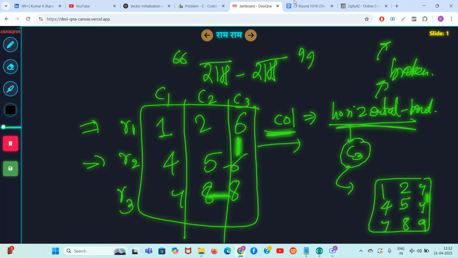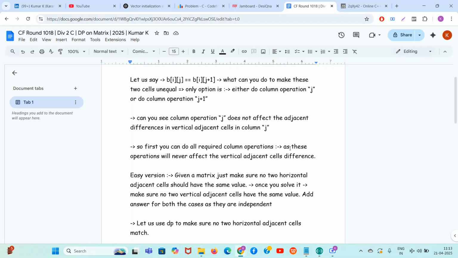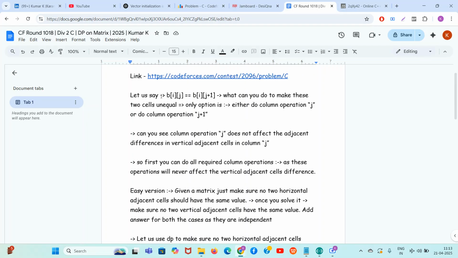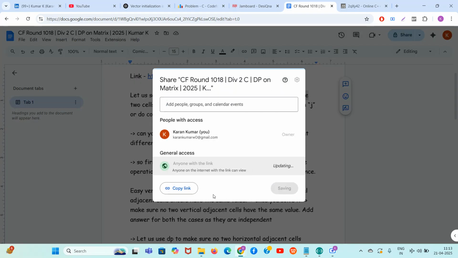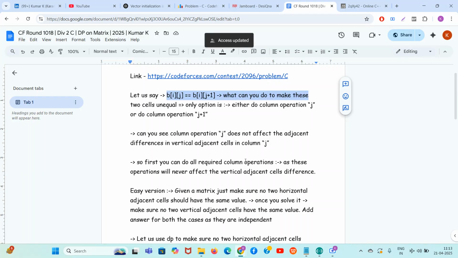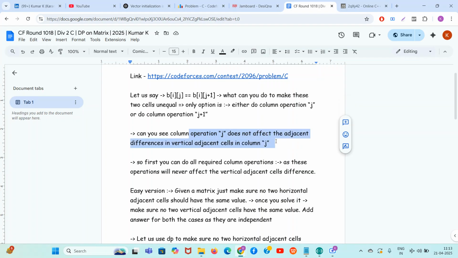I am writing this here. Let us say Bij is equal to Bij plus 1. What you can do is make these two cells unequal, right? The only option is to do either column operation J or column operation J plus 1. Column operation J does not affect the difference between vertically adjacent cells in column J. So first you can do all the required column operations, as these operations will never affect the vertical adjacent cell difference.